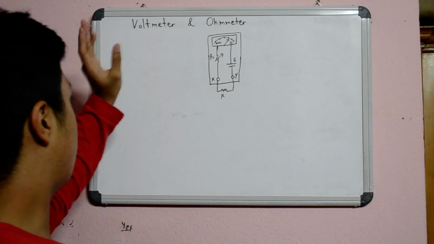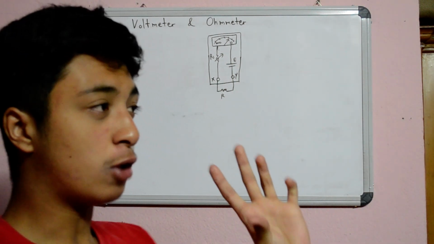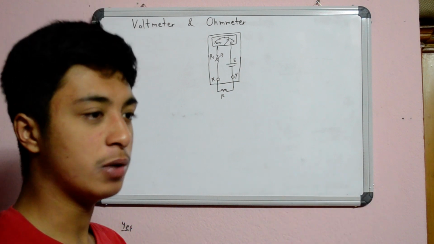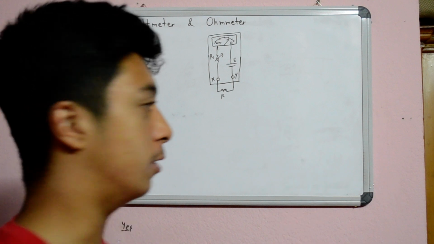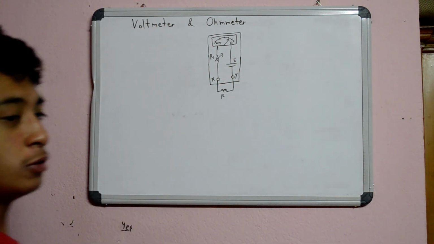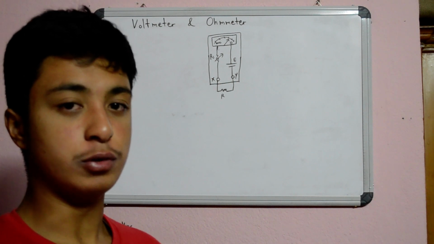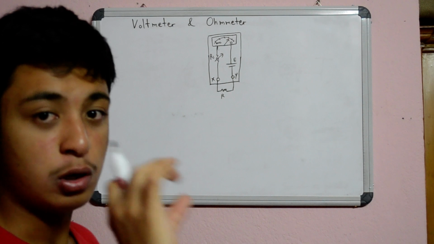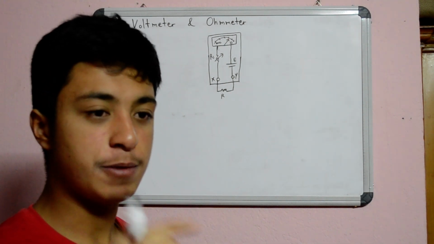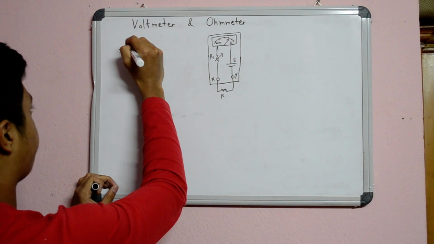Now let's start with the voltmeter part. Here in the voltmeter, you can say it is opposite to that of the ammeter. In the words used to describe the ammeter, you can use the opposite words to describe the voltmeter. So it is a device used to measure potential difference or voltage of a circuit, whereas the ammeter is used to measure current.